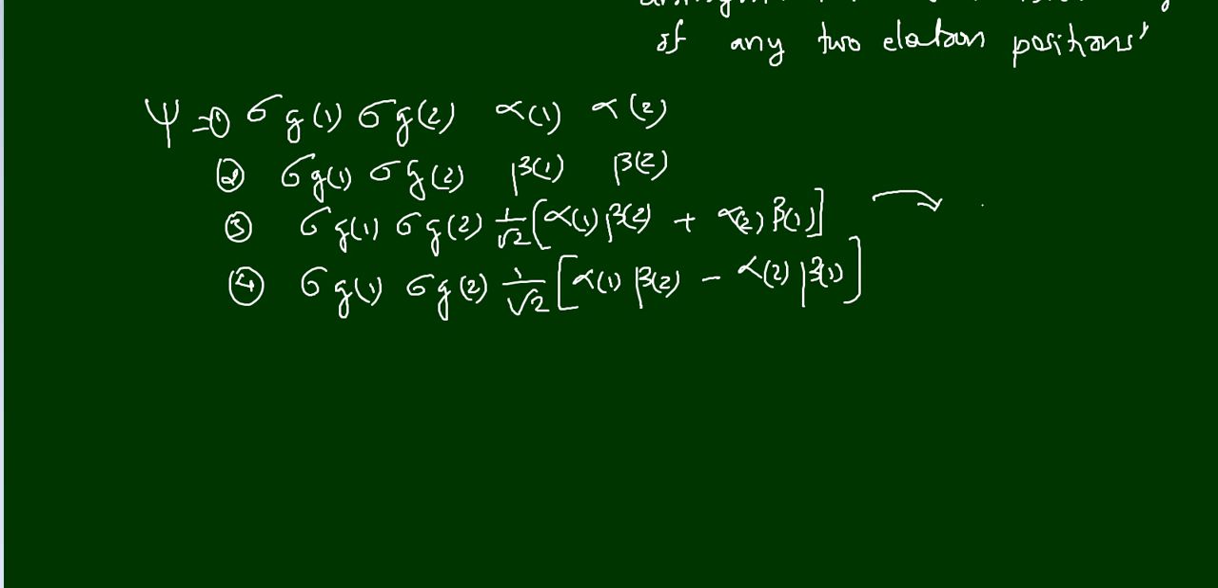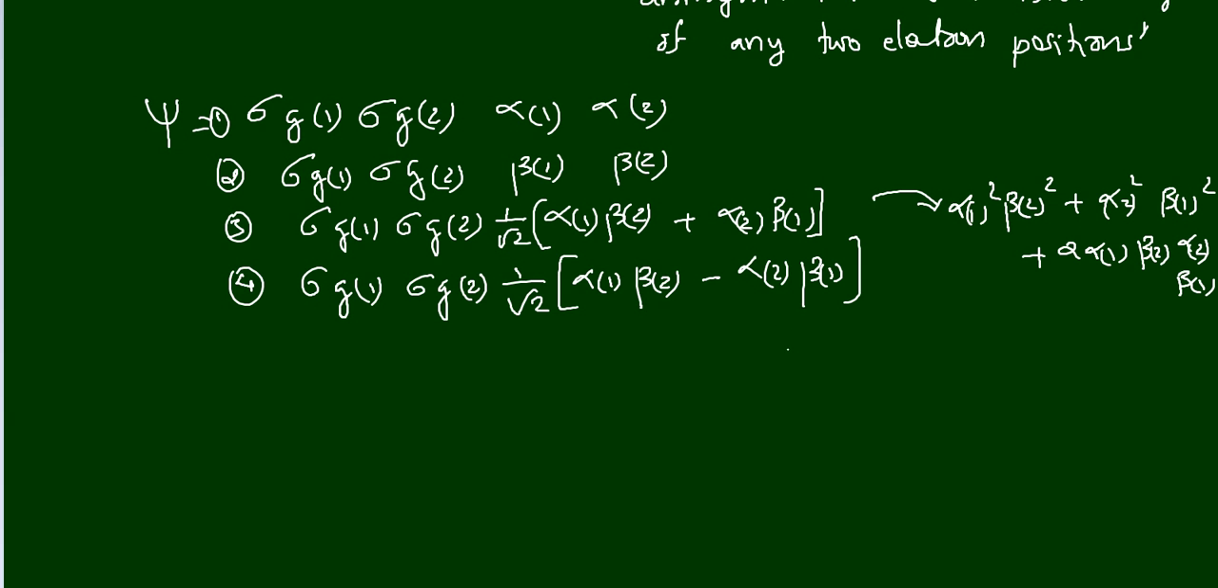This is after exchange, you can take the square. Before exchange you can take the square. Before exchange, the square will be, I am taking the square of only what is inside the bracket. Other things are okay, because the other things are not going to change. So the square before the exchange is alpha 1 square beta 2 square plus alpha 2 square beta 1 square plus 2 alpha 1 beta 2 alpha 2 beta 1.